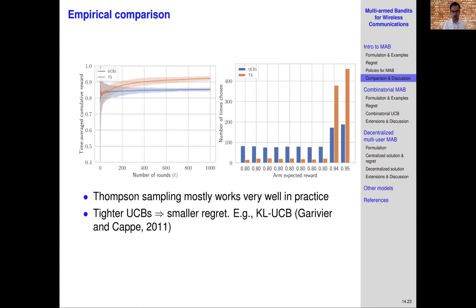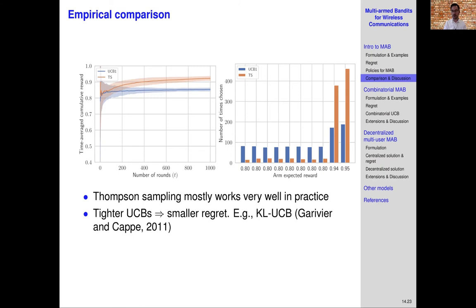The next slide compares UCB and Thompson sampling in a 10-arm bandit problem. There are 8 arms with expected reward 0.8, 1 arm with expected reward 0.94, and 1 arm with expected reward 0.95. The rightmost arm on the rightmost figure is the optimal arm. We see that both UCB and Thompson sampling select the optimal arm the highest number of times. It seems that the time average cumulative reward of Thompson sampling is higher than the UCB algorithm.